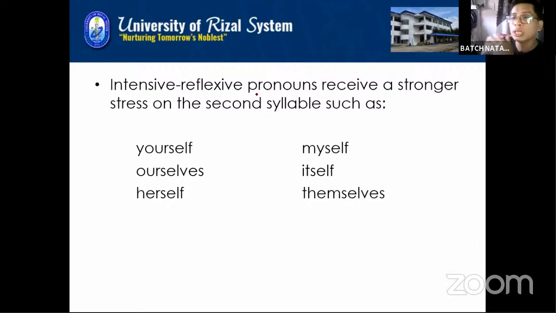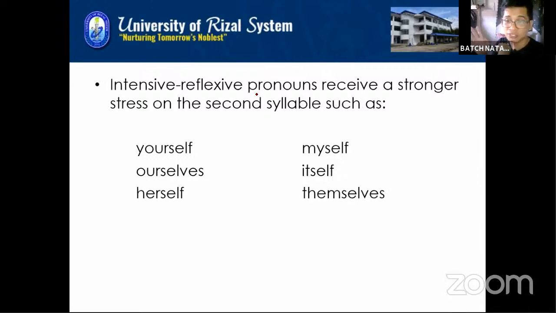But if we would like to be more particular with how we pronounce the words, it has to be yourself, ourselves, herself, myself. If you would like to blend the sounds, some pronounce it that way, but if you would like to be more simple, you can just say myself. This is myself.